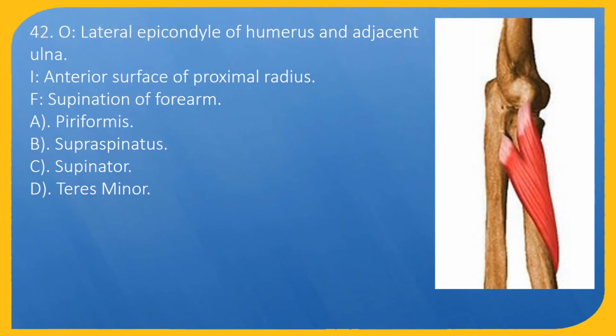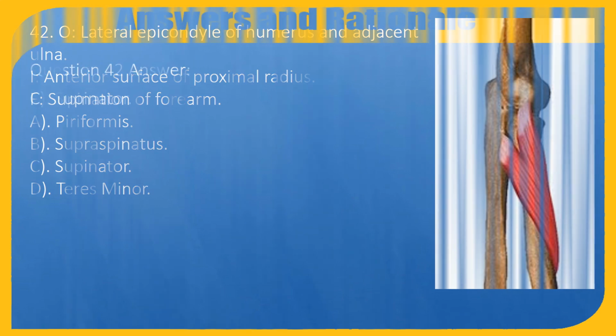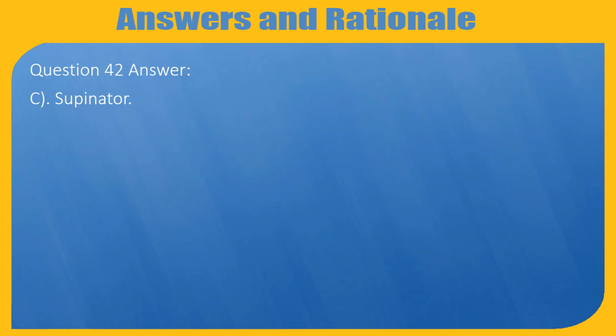Question 42. Origin: lateral epicondyle of humerus and adjacent ulna. Insertion: anterior surface of proximal radius. Function: supination of forearm. A. Piriformis. B. Supraspinatus. C. Supinator. D. Teres minor. Question 42, answer C. Supinator.